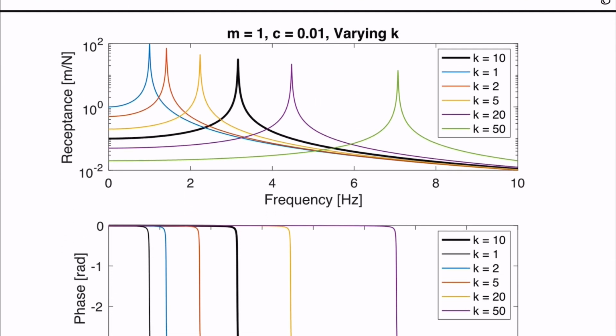So the base system, or base values, the parameters I chose were m equals 1, c equals 0.01, and k equals 10. And then here I'm showing what happens when you vary k, both increase or decrease it. So first off, when we look at the frequency response function, this peak here, let's do one peak. This here is the natural frequency.